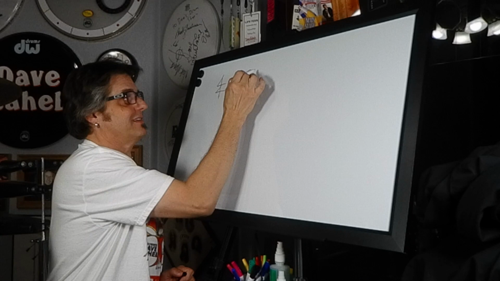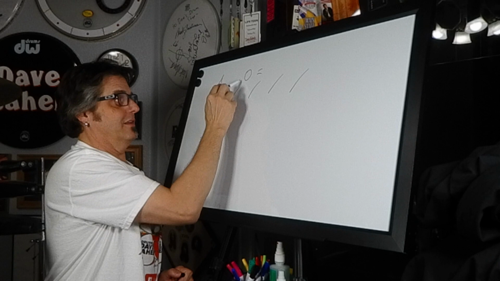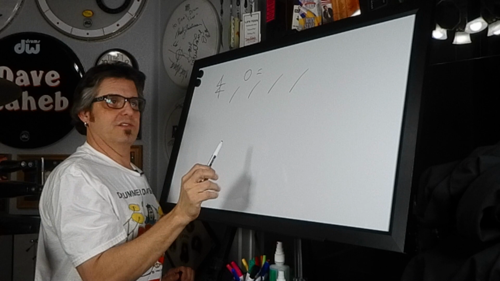But first, we will go over subdivisions of note values. Once you understand these, transcribing the drums will be much easier to learn. Now here's your note values. You have a whole note. That's going to be equal to 1, 2, 3, 4 beats. A whole note always gets the whole bar, regardless of the time signature. We'll go over more of that later on as it gets more difficult.